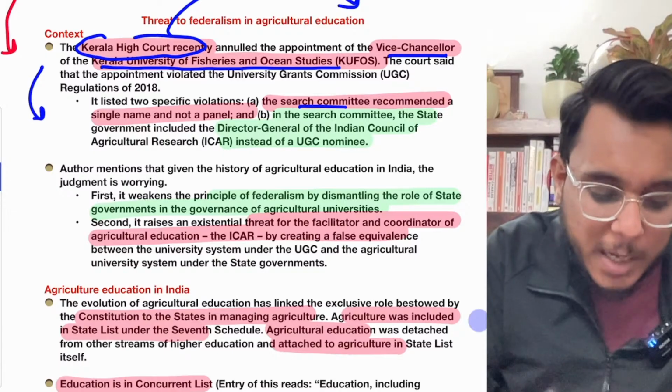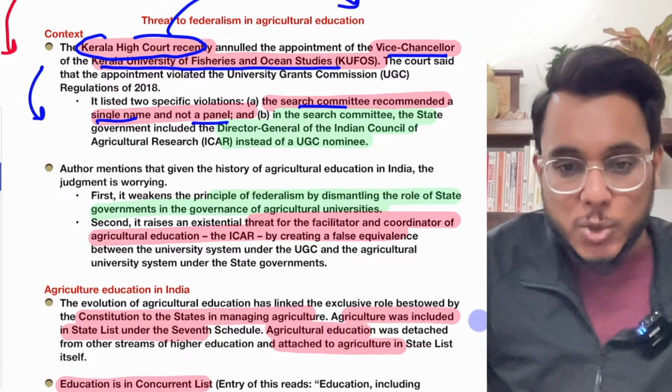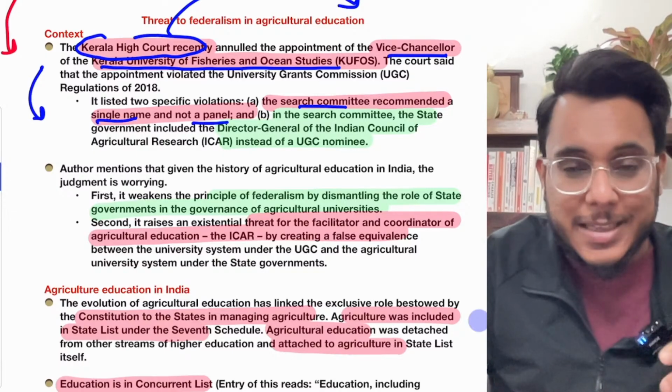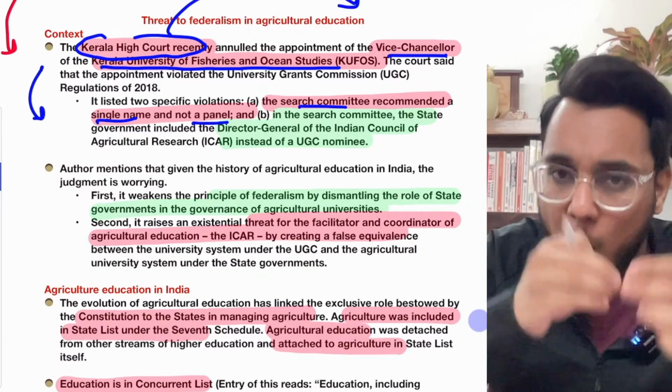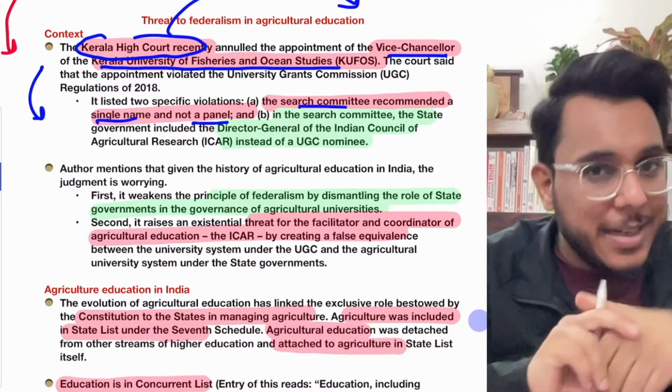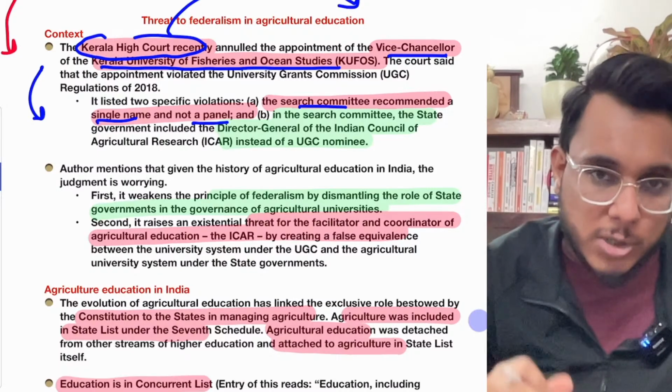Now, this search committee recommended a single name and not a panel. The search committee that recommends the name of the VC needs to give a panel of 5-6 people, out of which one person will be appointed as VC. But they gave only one option, and that person was appointed.